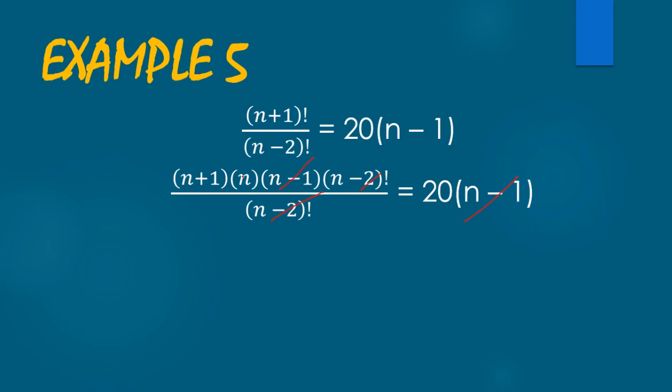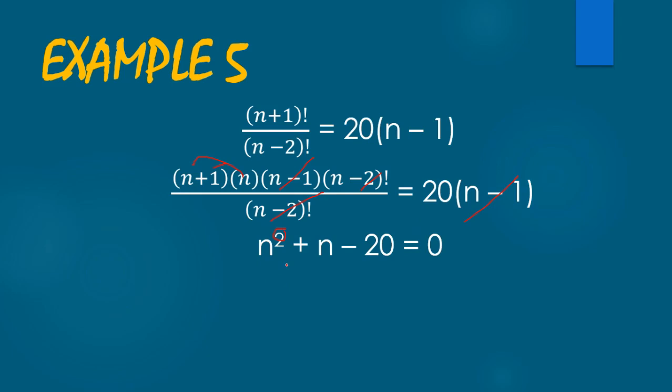We distribute our n to n plus 1. So we have n times n is n squared, and 1 times n is n. So n squared plus n is equal to 20. And then our 20 will be removed by adding negative 20 to both sides. So we have n squared plus n minus 20 is equal to 0. Since we have a degree of 2 here, this is already a quadratic equation.